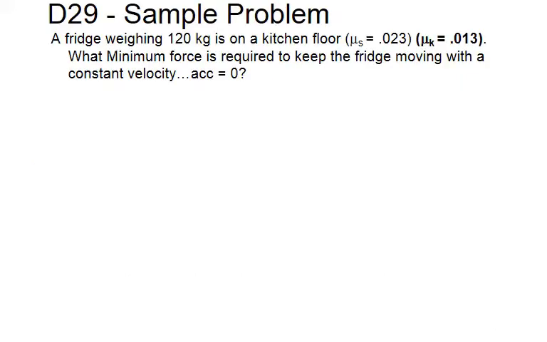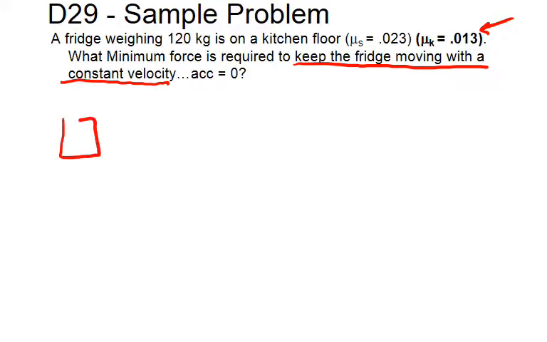Okay, so let's go ahead and go back to the example that we had with the fridge that we got to move once we exceeded the static friction. And now what we're going to figure out is what is the minimum force required to keep the fridge moving with a constant velocity. So here's the coefficient of kinetic friction, and we're going to be able to use that to figure out what's the force required to keep it moving.